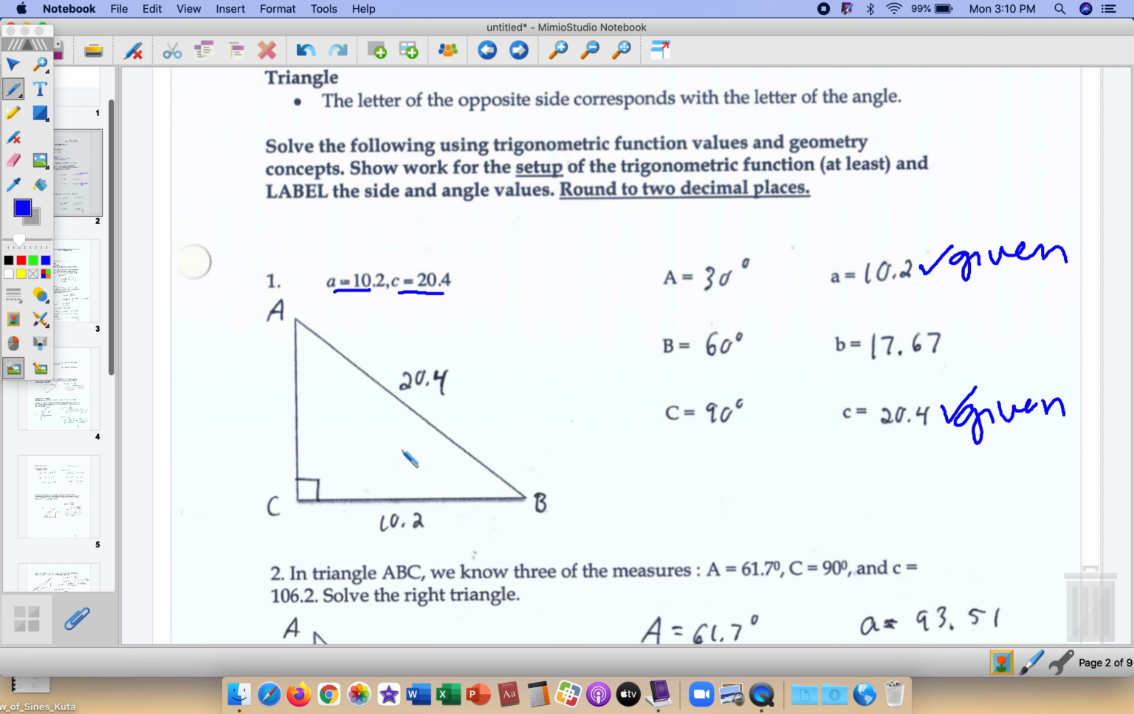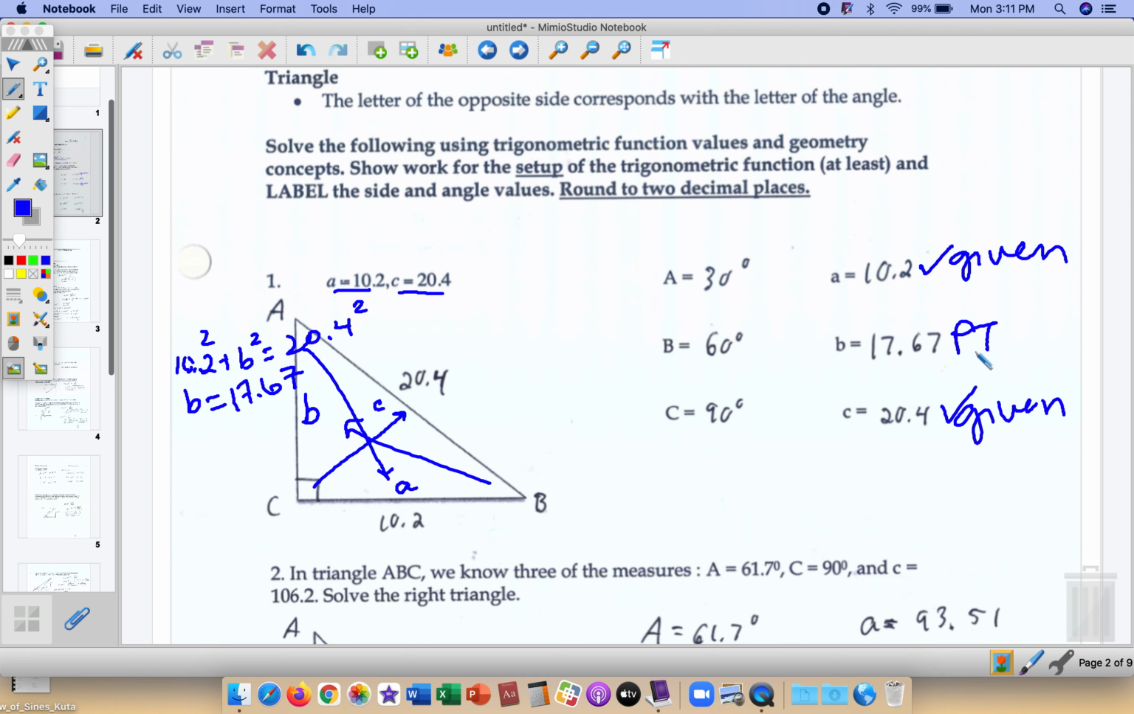Since I'm given two sides, I'm first going to find little b, right? That's across from big B. We know that little c is across from big C, and we know that little a is across from big A. So let's find little b. We'll do the Pythagorean theorem. So we're going to do a squared, 10.2 squared, plus b squared is equal to 20.4 squared. When we solve, we're going to end up getting 17.67 for this side. So I'm going to write PT, meaning we found this using the Pythagorean theorem.